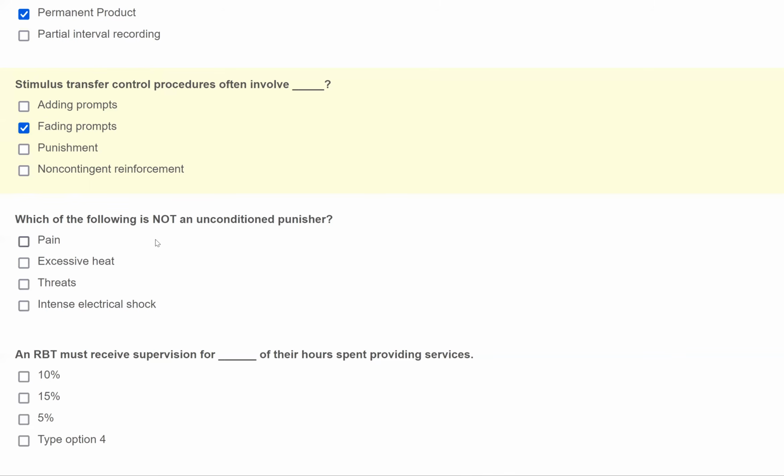So which of the following is not an unconditioned punisher? Threats. They are conditioned, they are secondary, they are learned.